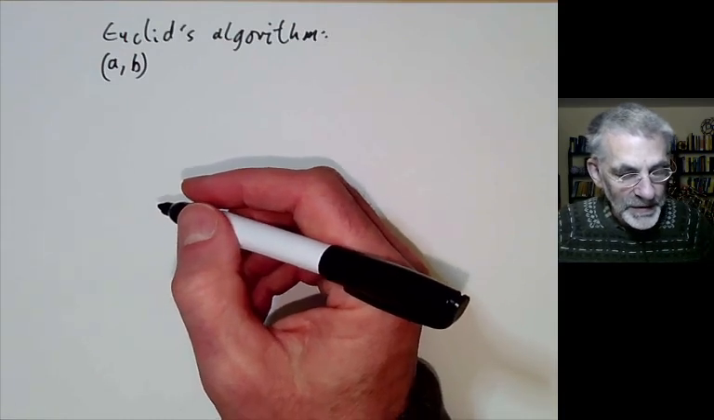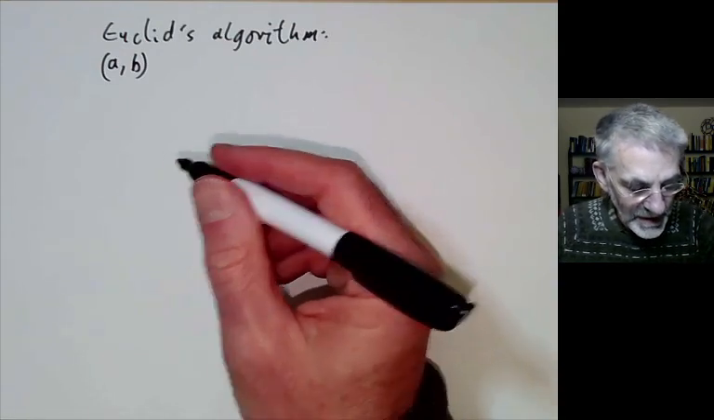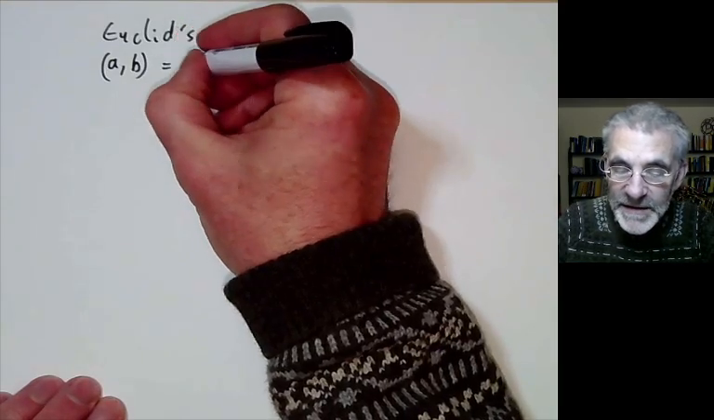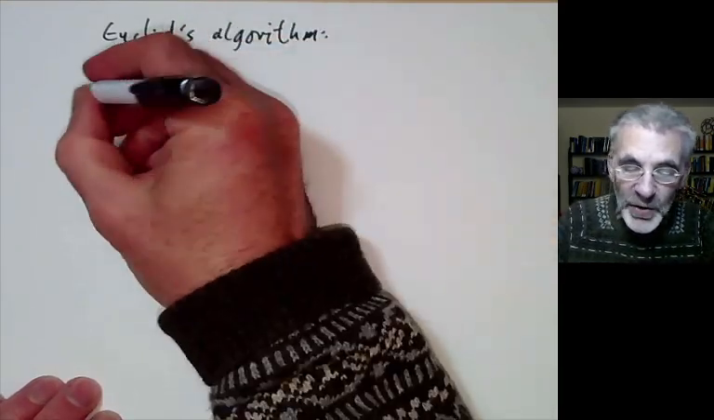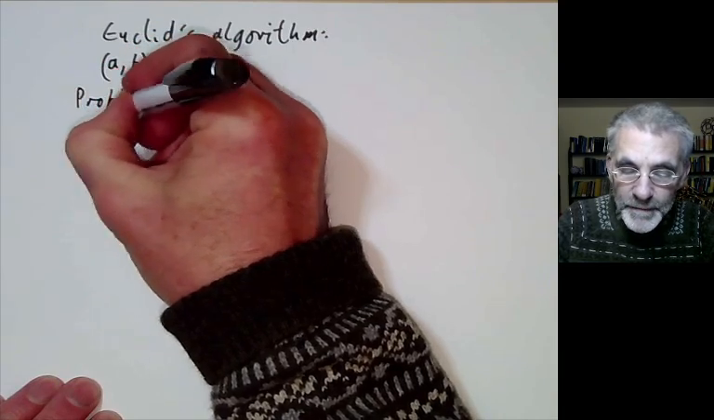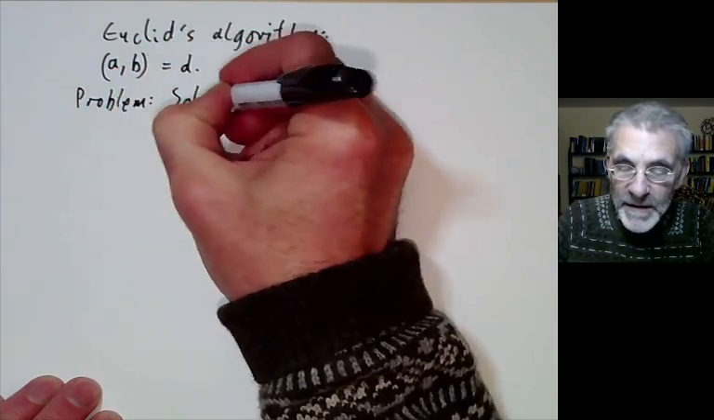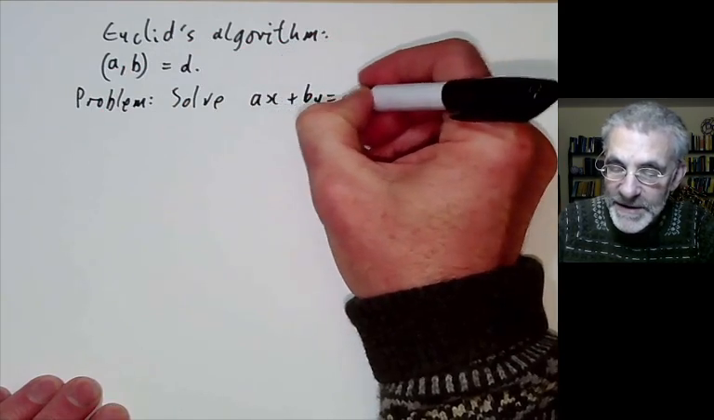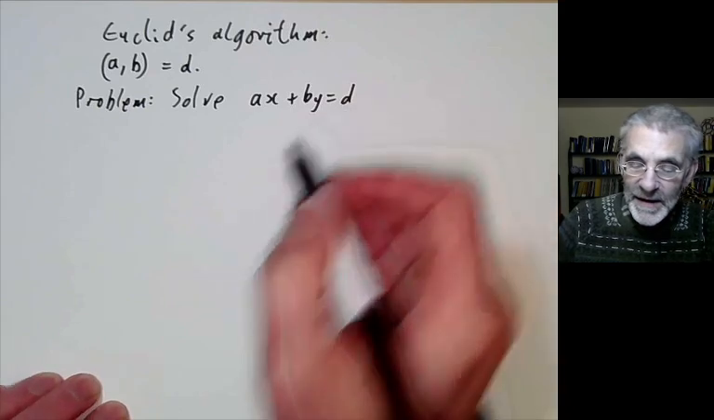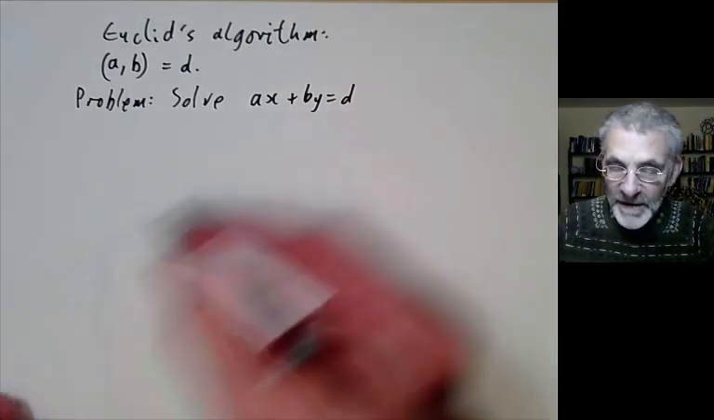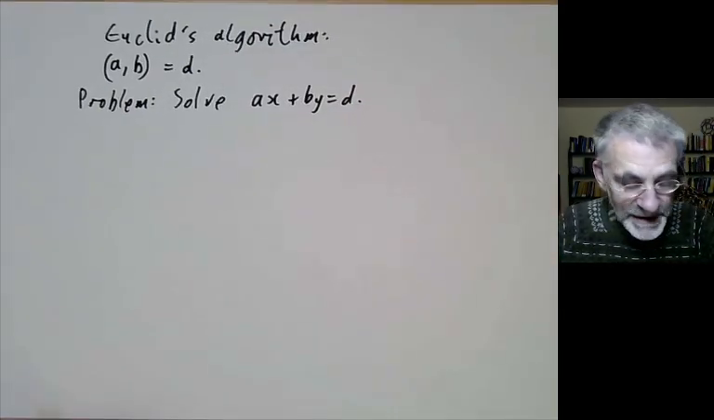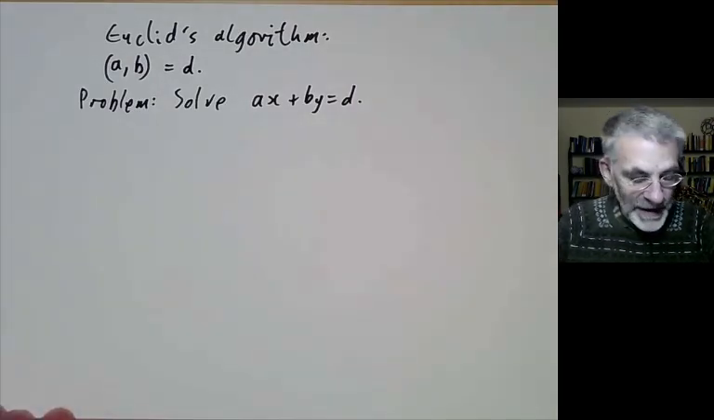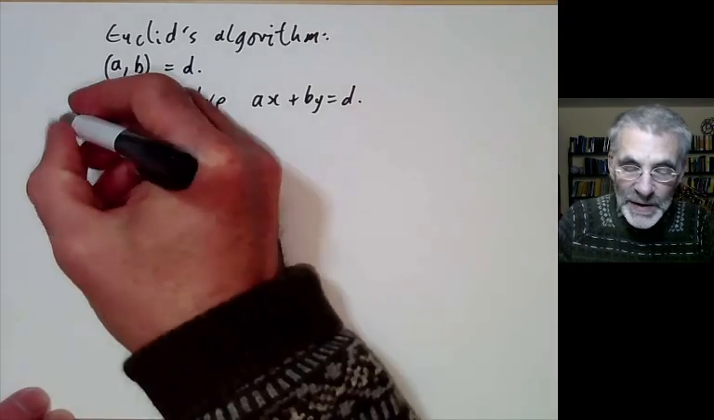What we're going to do is notice that we sort of get a bonus. So suppose that the greatest common divisor is D, then the problem we want is to solve the equation AX plus BY equals D, where we're given A and B and D is their greatest common divisor. And we can solve this using Euclid's algorithm, and the best way to explain this is just to work out an example.